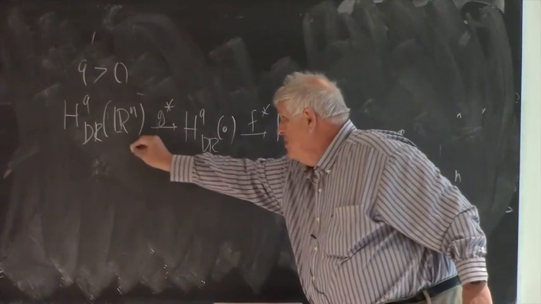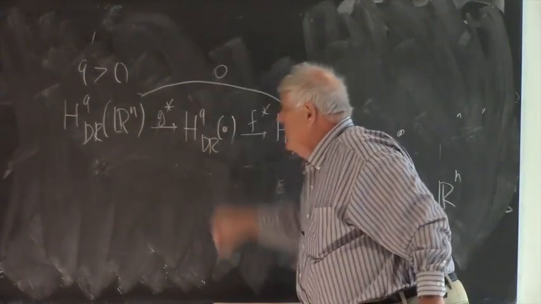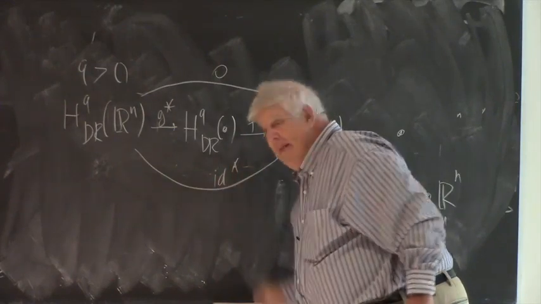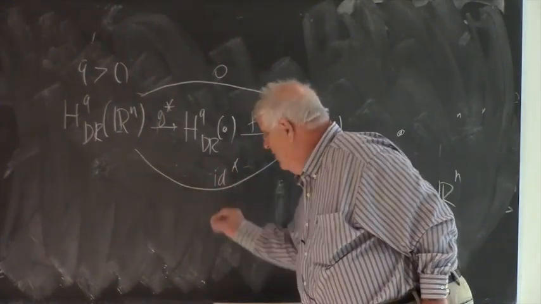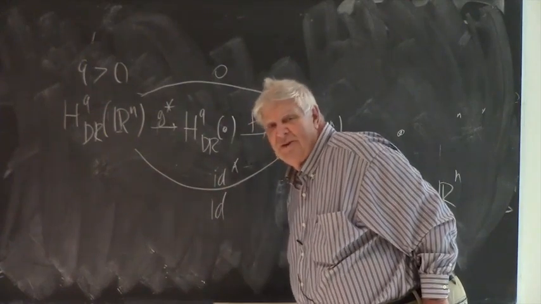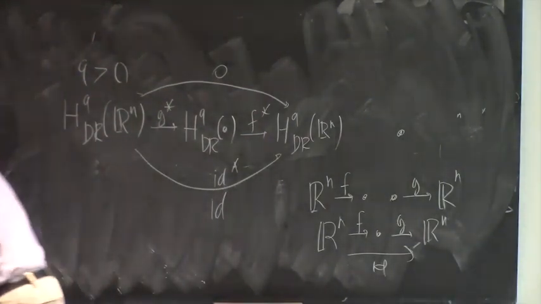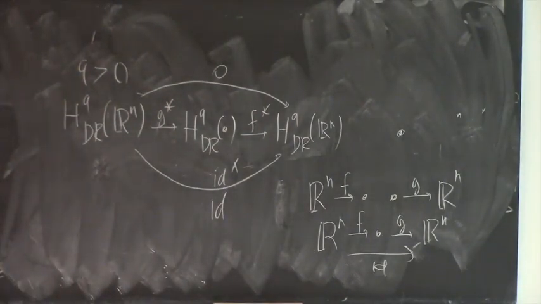And hence, the composition is 0. On the other hand, it is the same as this. But identity is identity. Identity will also be identity on all differential forms, closed forms, exact forms, and cohomology. So for this strange space, H^q of Rn, the 0 map is the same as the identity. How could it be? I personally see only one possibility for that. Maybe you see more.